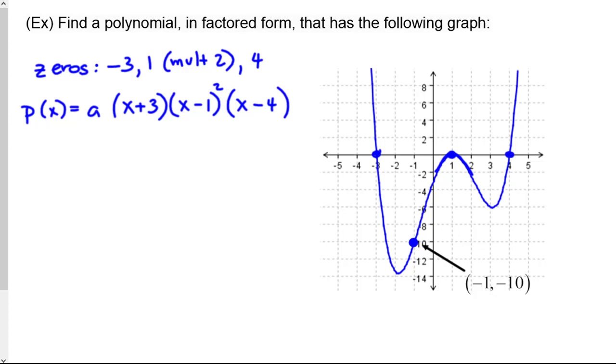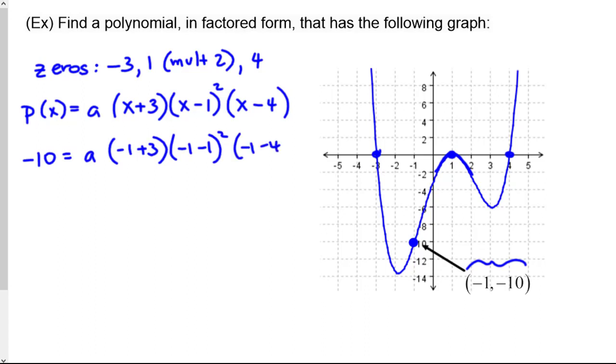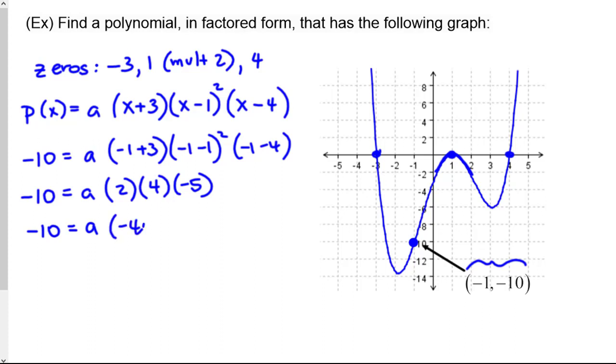Now, I have an initial point to work with right here. So x and y values I'm going to plug in. So we'll say -10 equals a times -1 plus 3, -1 minus 1 squared, -1 minus 4. So -10 equals a times 2, this would be 4, and -5. So 2 times 4 is 8. 8 times -5 is -40.